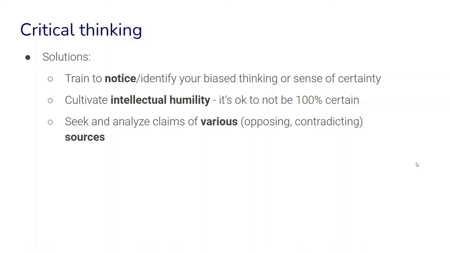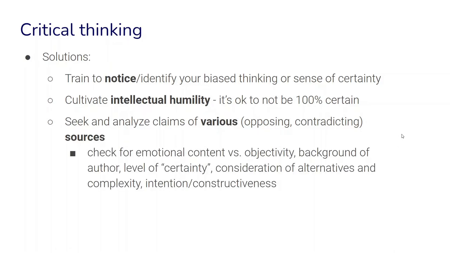We can, because as humans, we are, whether we want it or not, always influenced by social information sources. And so we can try to seek and analyze claims of various, including opposing and contradicting, sources when we're trying to make up our own opinion about an issue. And when we're analyzing these sources, we should check for emotional content versus objectivity, check the background of the author, also the level of certainty that is expressed by the author. The more certain the author seems to be, the more wary we should be about the claims. And in the same way, whether the authors consider alternatives and also take into account the complexity of an issue.